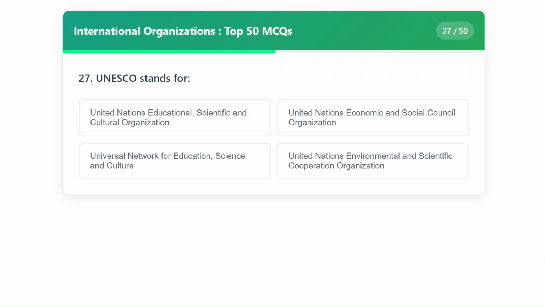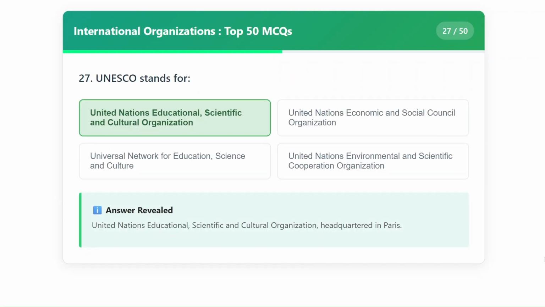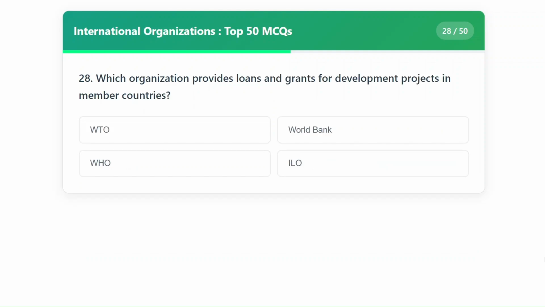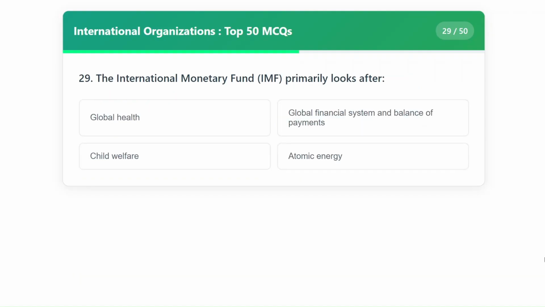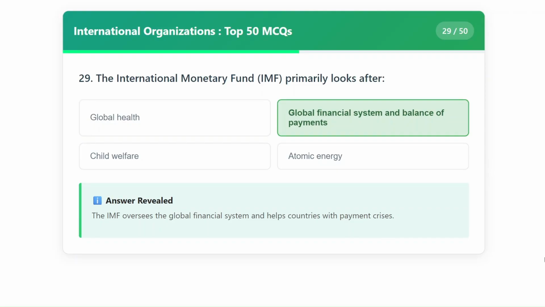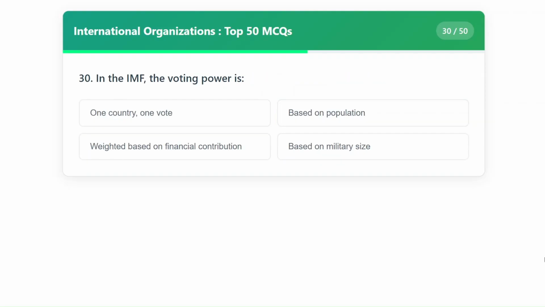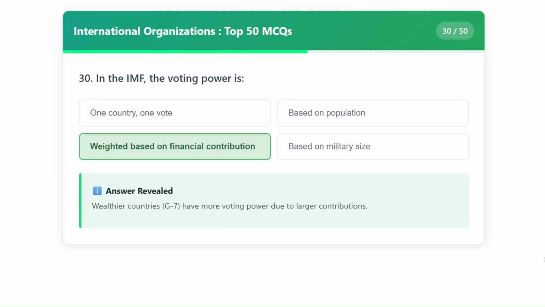Which year did India join the United Nations? 1945. UNESCO stands for United Nations Educational, Scientific and Cultural Organization. Which organization provides loans and grants for development projects in member countries? World Bank. The International Monetary Fund primarily looks after the global financial system and balance of payments. In the IMF, the voting power is weighted based on financial contribution.